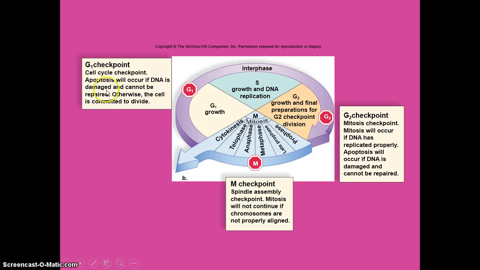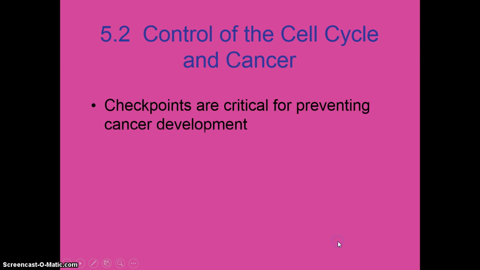Here's the G1 checkpoint. Apoptosis is going to occur if the DNA is damaged at this point. Otherwise, the cell is going to continue to divide. At the G2 checkpoint, mitosis will occur if the DNA has replicated properly. If the replication didn't go well, it'll shut itself down here in G2 and apoptosis will occur. And then the spindle assembly checkpoint: mitosis won't continue if the chromosomes are not aligned properly. We'll talk about that more when we go through the stages of mitosis itself.